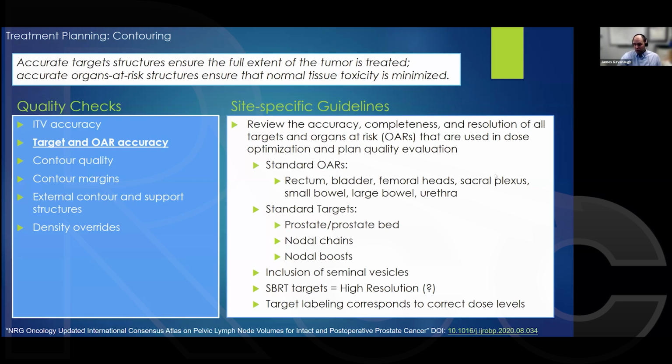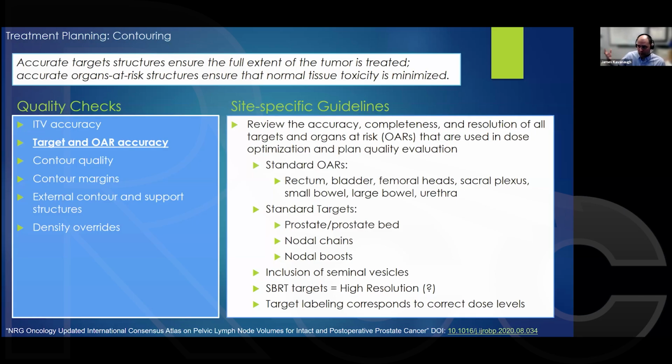What is in the realm, I'll go back to OARs in a second, but for targets, prostate, prostate bed, nodal chains, nodal boosts, just kind of getting a sense of what those targets are at the CTV level, and then understanding what the margins are. Hopefully your physician will communicate what those margins are expected to be, or even document them, but understanding what your standard of margin is for your clinic is important as well.